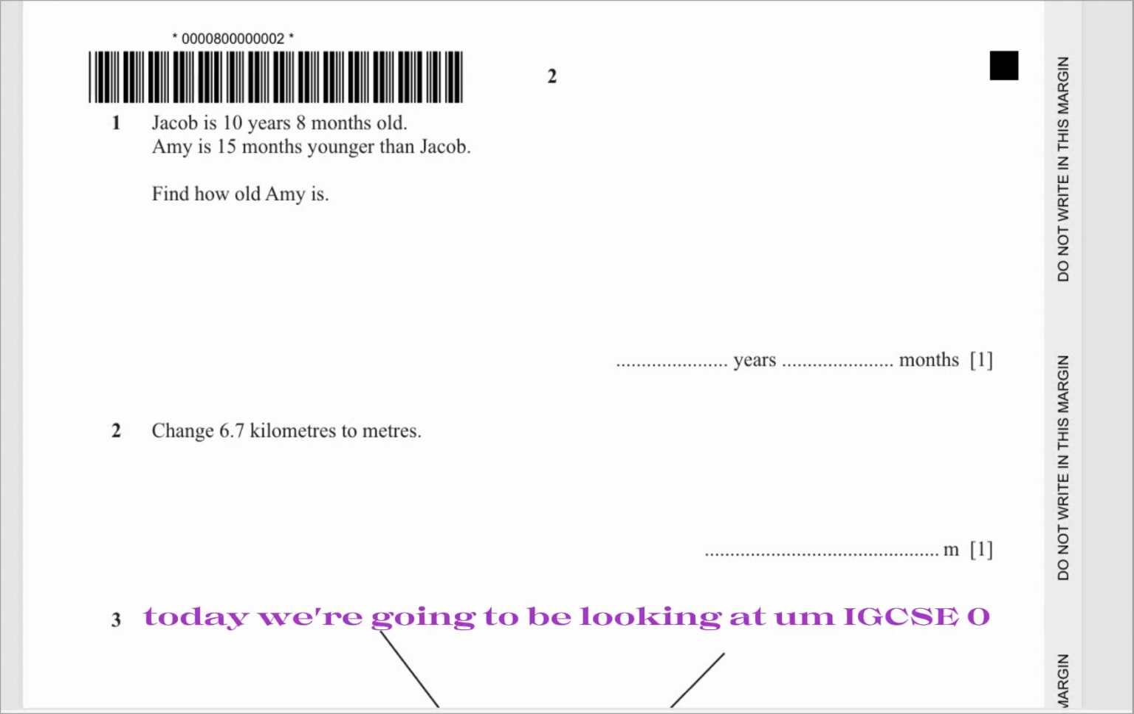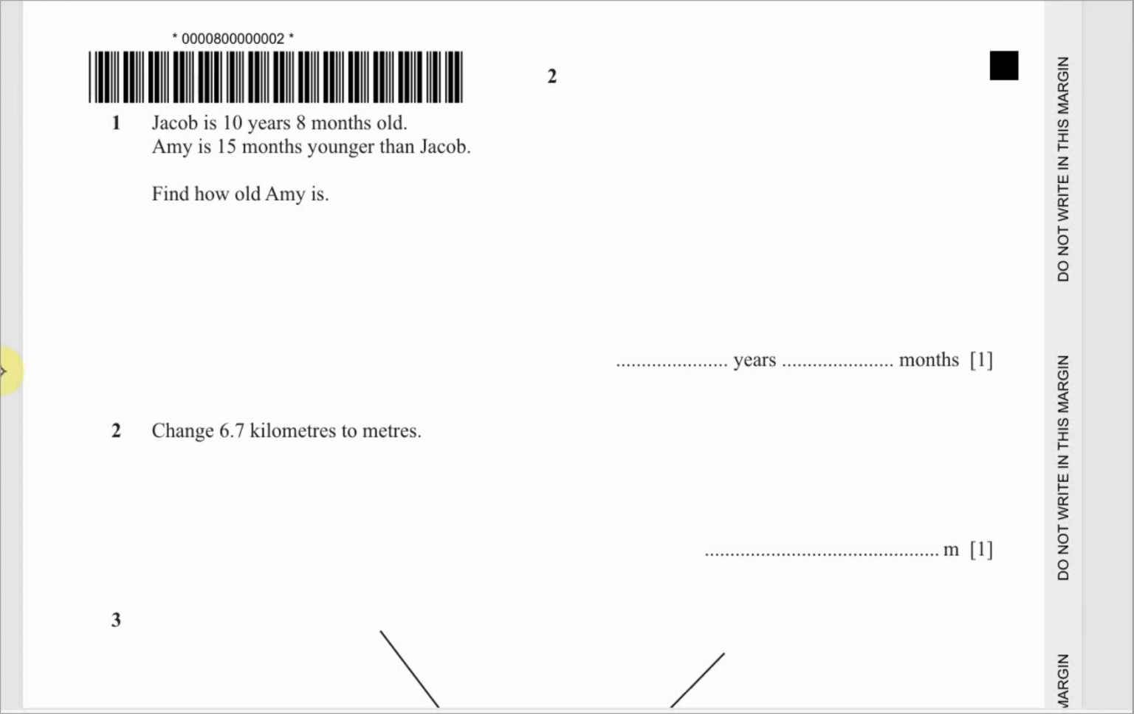Today we're going to be looking at IGCSE 0580 paper 1-1 October-November 2024. So let's get started. Question 1. Jacob is 10 years 8 months old. Amy is 15 months younger than Jacob. Find how old Amy is.